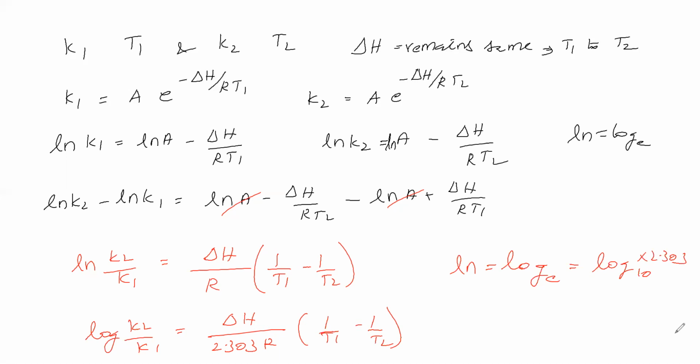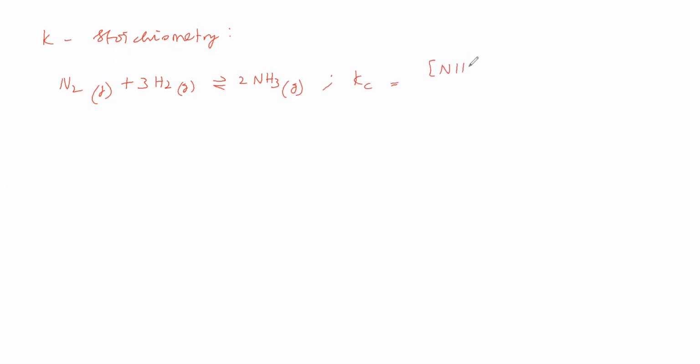Next point: equilibrium constant depends on stoichiometry. Take the equation N2 gas plus 3H2 gas gives 2NH3 gas. Here the equilibrium constant Kc is equal to concentration of NH3 power 2 by, in the denominator, concentration of N2 into concentration of H2 power 3.